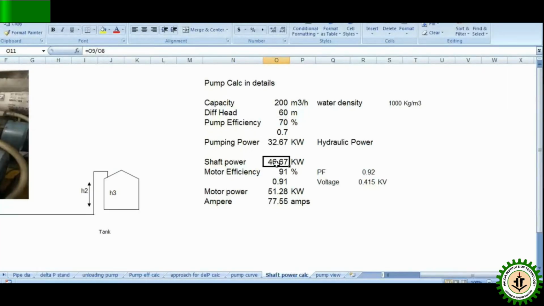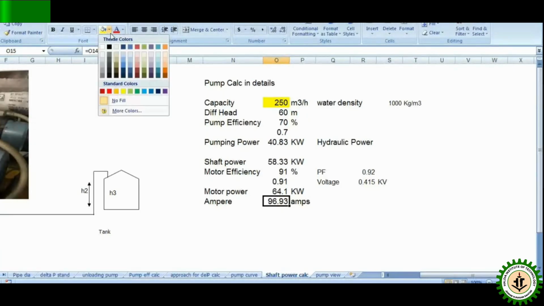Shaft power is also changing. In the performance curve, whatever we have explained, that is shaft power. It is neither pumping power nor motor power. That you have to remember. If I ask you one question, please make it 250 and see how much ampere there is. It is 96 ampere. So this way, if you change this, you'll get a certain value of ampere.